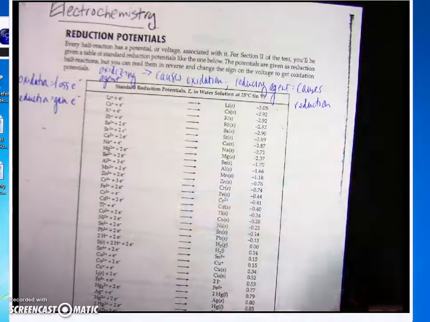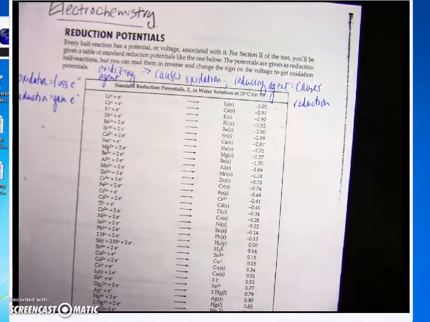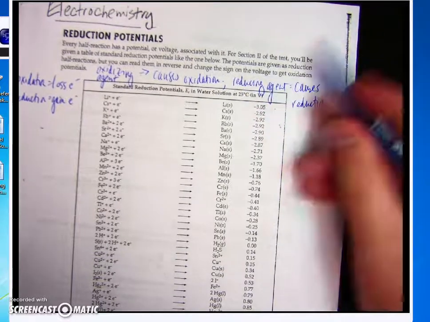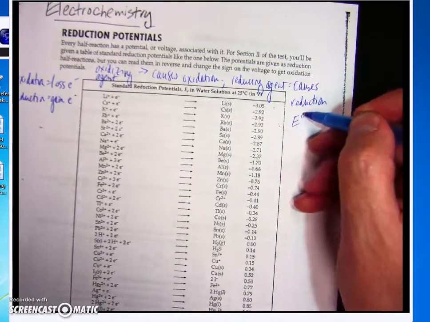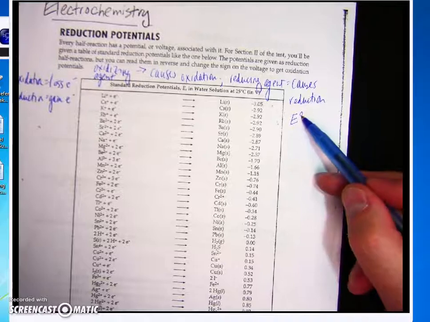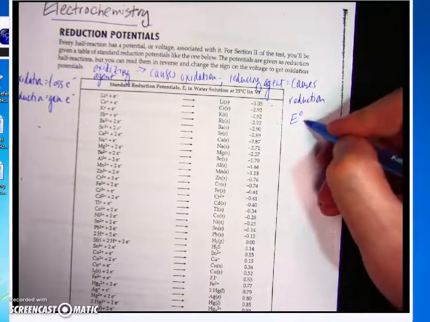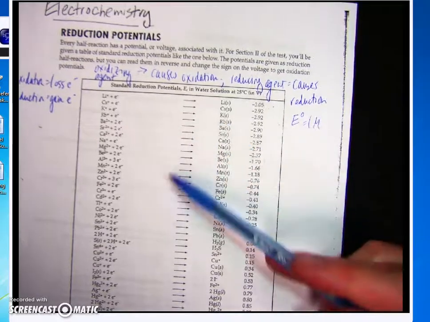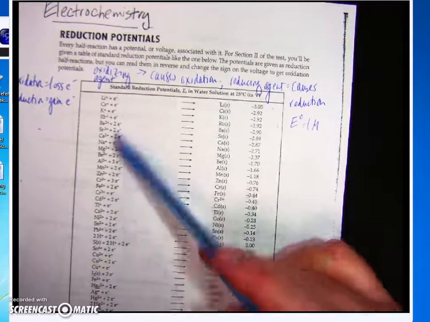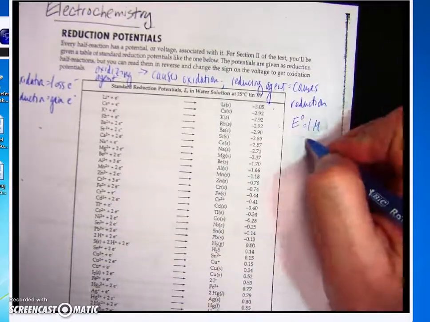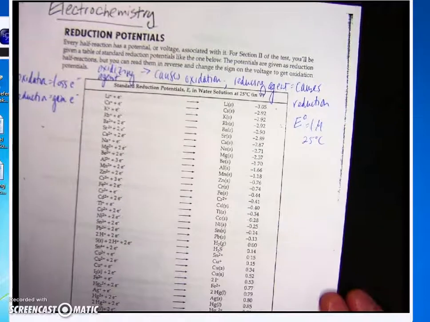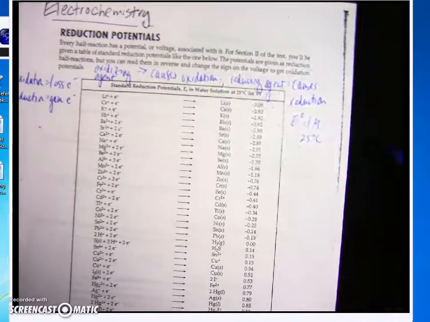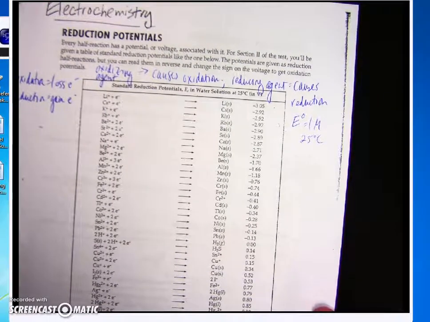Because these are considered for 1 molar solutions and 25 degrees Celsius, often these values are shown with a superscript degree on the E, meaning 1 molar concentration of the things that are aqueous, for example, these ions, and 25 degrees Celsius temperature. That's what the superscript means.